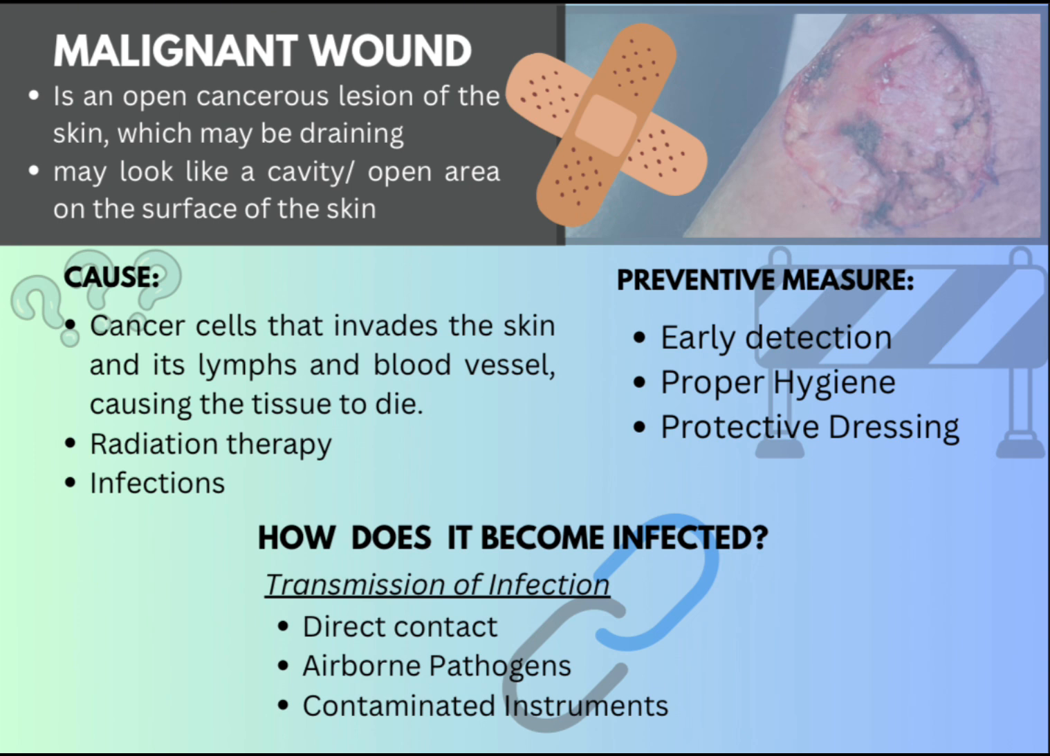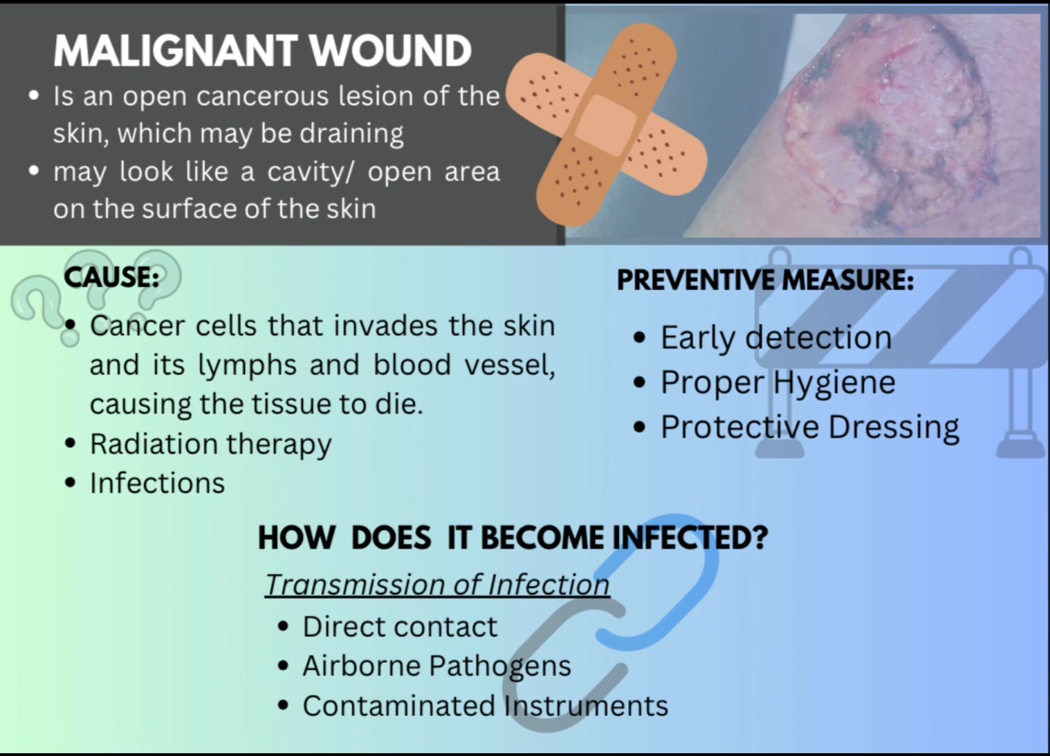In radiation therapy, while radiation is a common treatment for cancer, it can damage healthy skin and underlying tissue, potentially leading to the development of malignant wounds. Tumor proximity to the skin surface: tumors located close to the skin are more likely to penetrate and cause wounds, particularly if they grow aggressively.